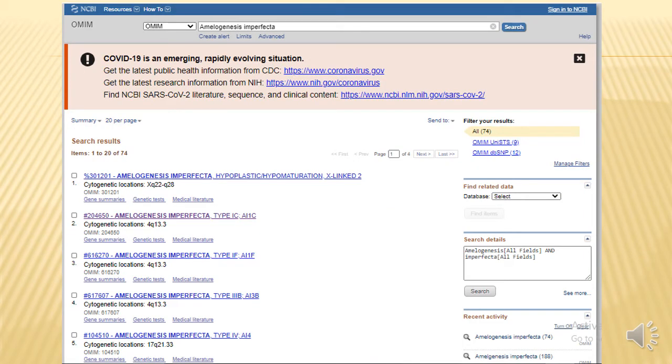For example, suppose that you want to have information about the disease amelogenesis imperfecta. Can you remember what amelogenesis imperfecta is? It is a monogenic disease affecting the enamel of our teeth. When you want to know about the inheritance pattern of this disease, what you should do is type the name of this disease in this box. Then the OMIM database will provide all the necessary information about this disease to you.